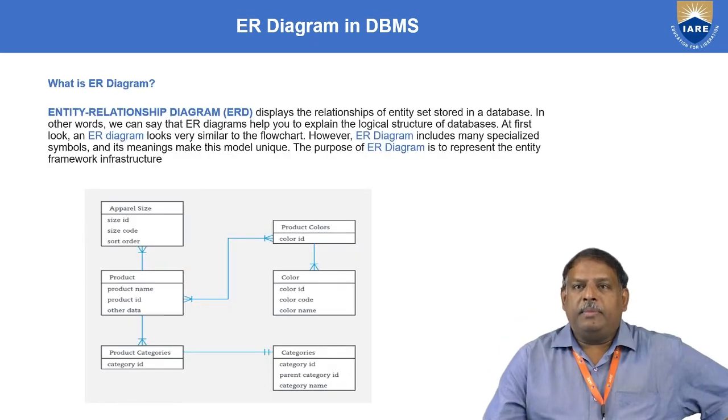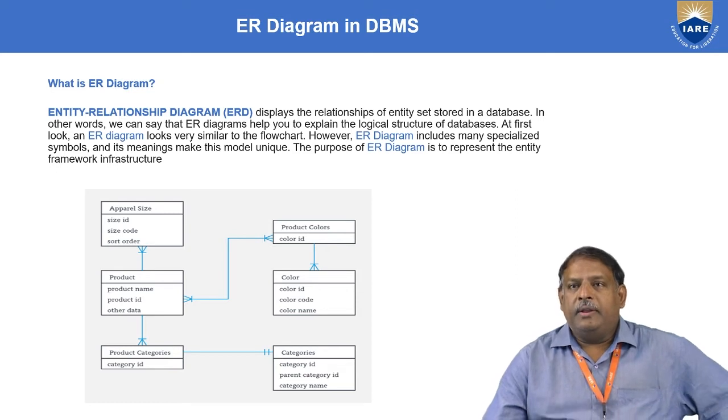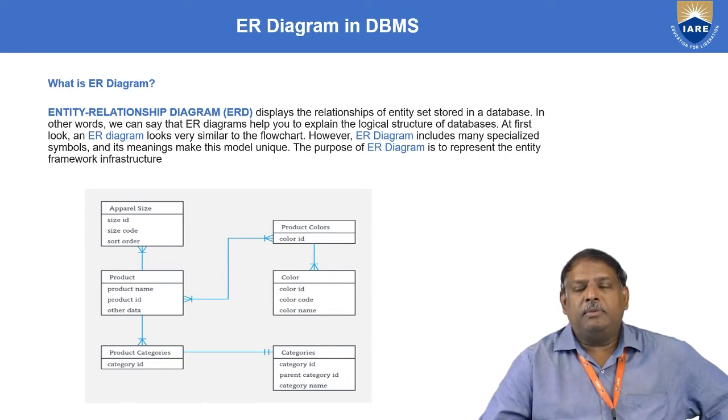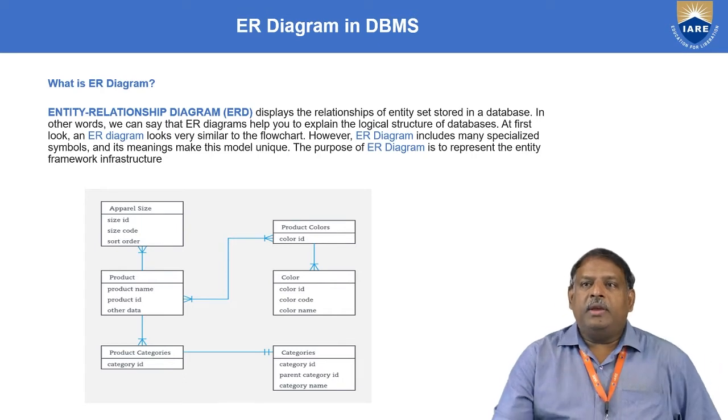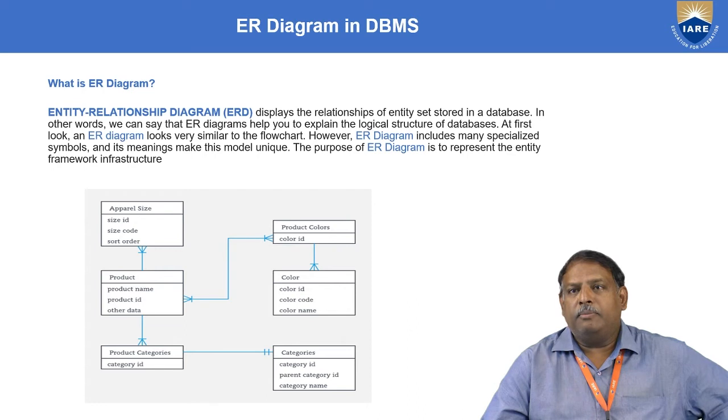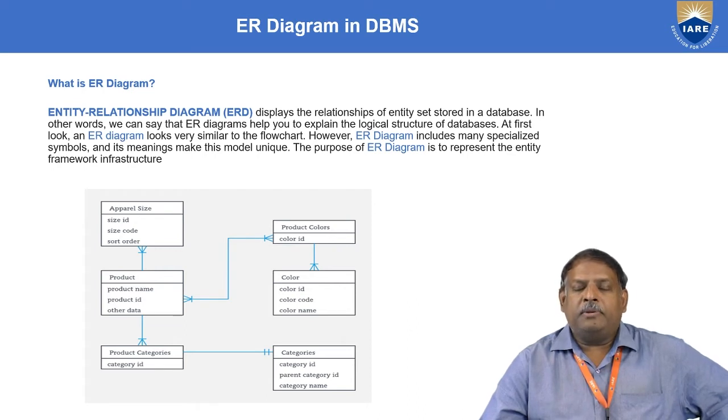Entity relation diagram, ERD. An ERD displays the relationships of entity sets stored in a database. In other words, we can say an ER diagram helps you to explain the logical structure of the database. At first look, an ER diagram looks very similar to a flow chart. However, the ER diagram includes many specialized symbols, and its meaning makes this model unique. The purpose of an ER diagram is to represent the entity framework structure.